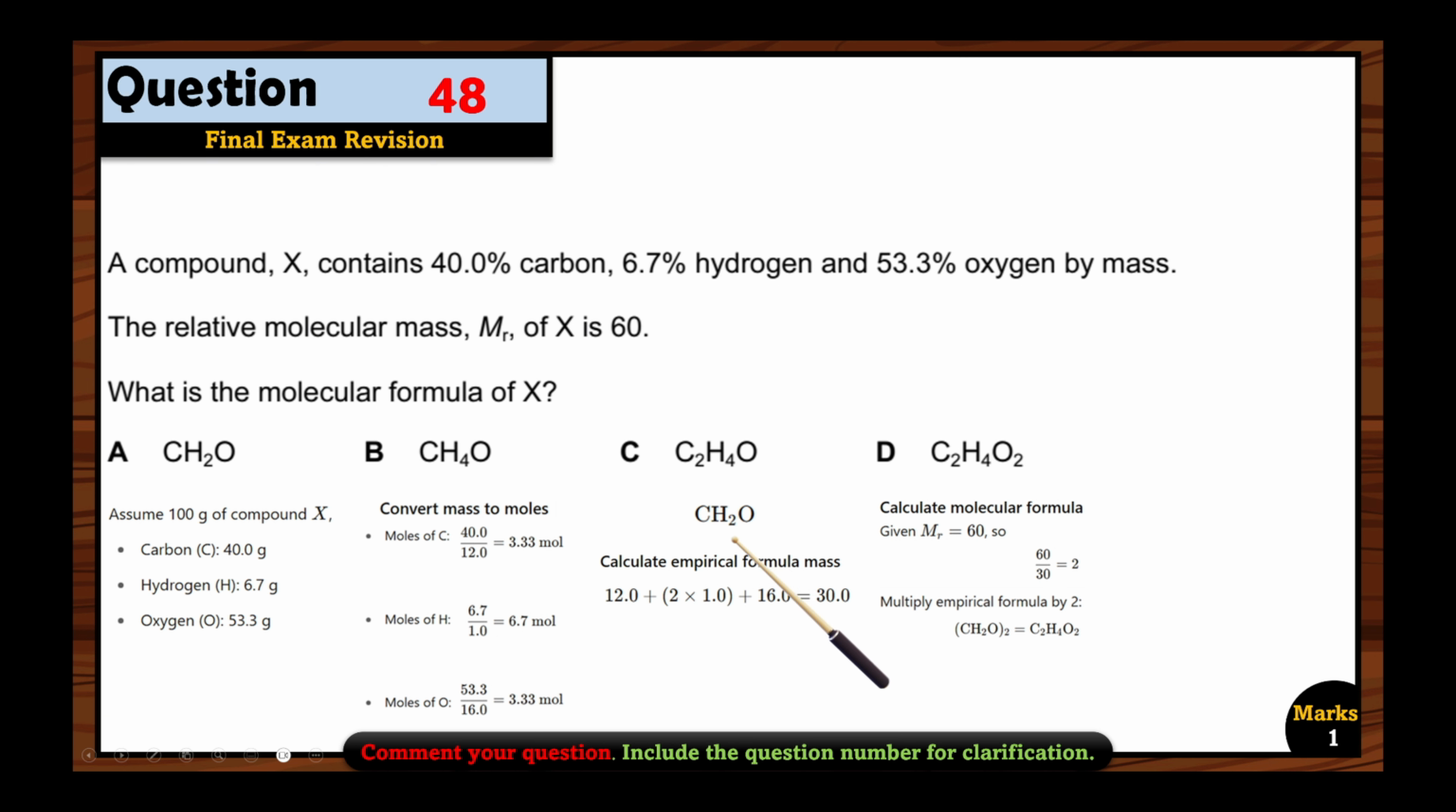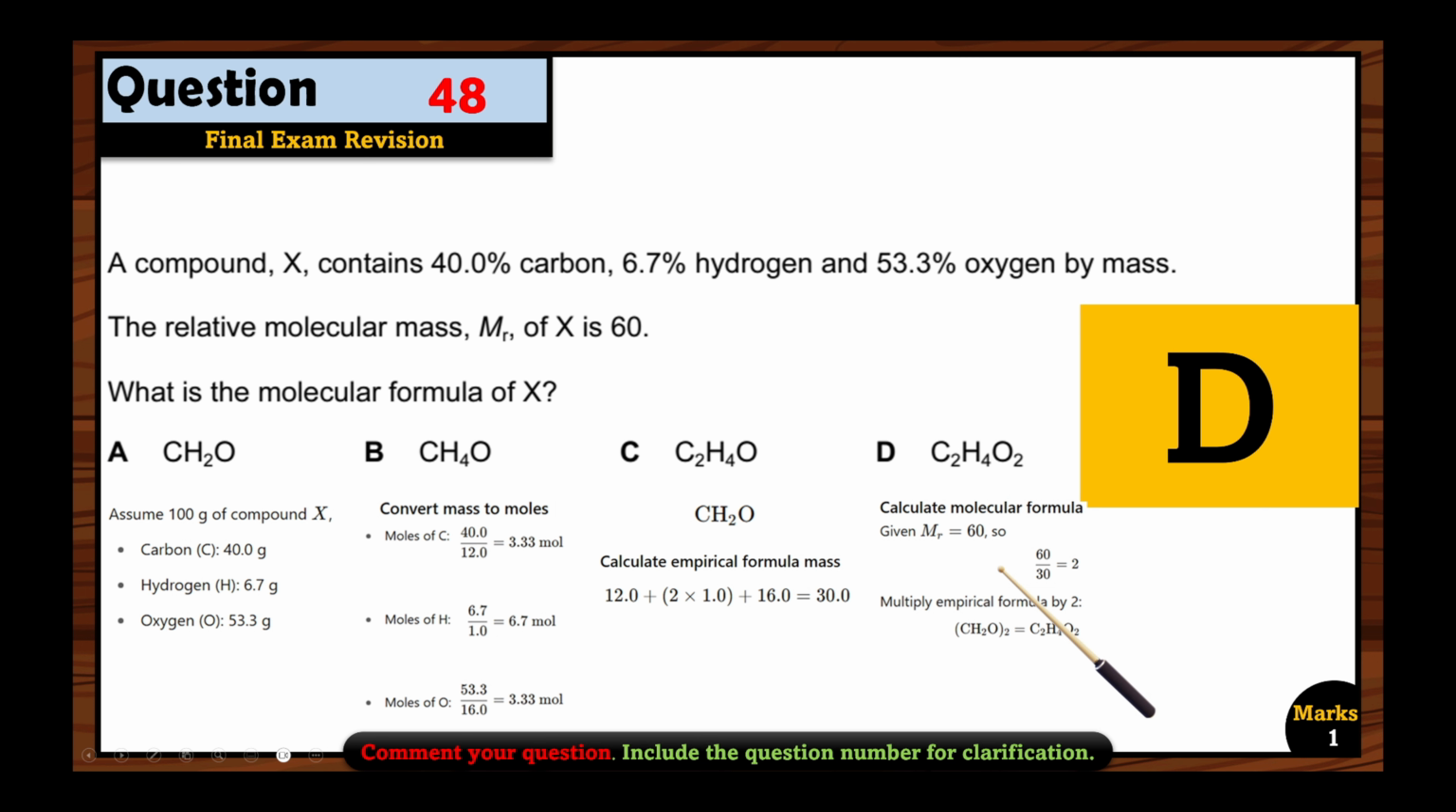It's simple, you will get your molecular formula. So CH2O was your empirical formula, right? So if you multiply everything with 2 here, you see C2H4O2 is the right option. So C2H4O2, yes, option D. So option D is the correct option.